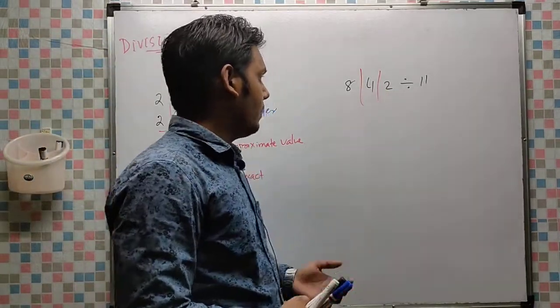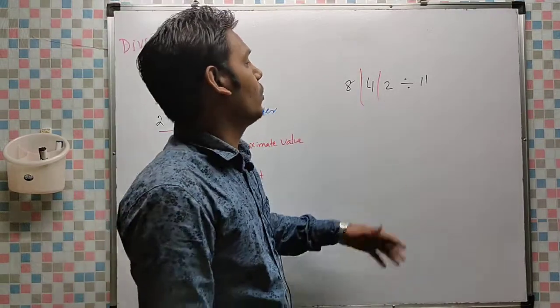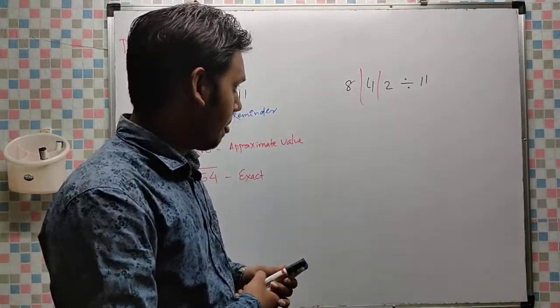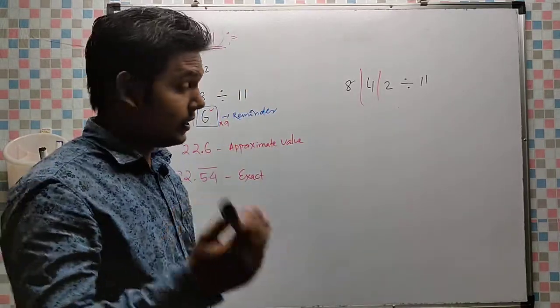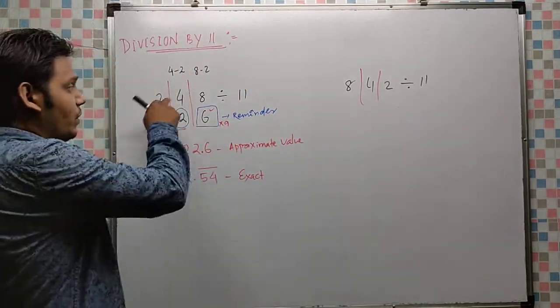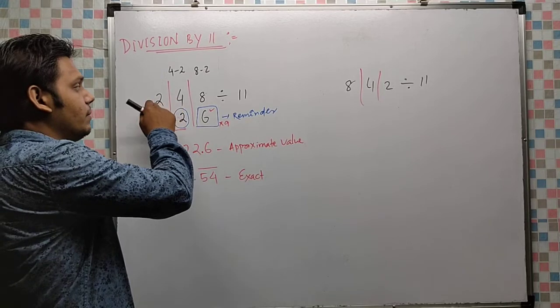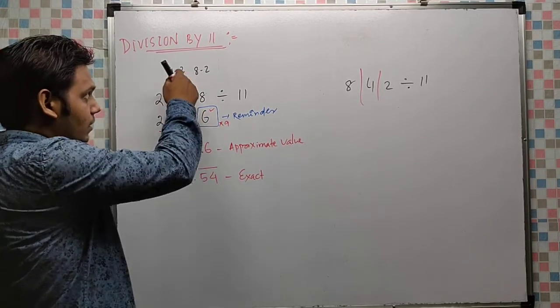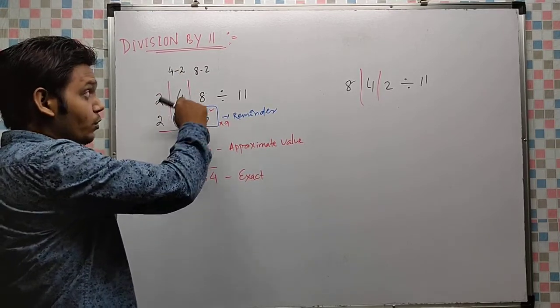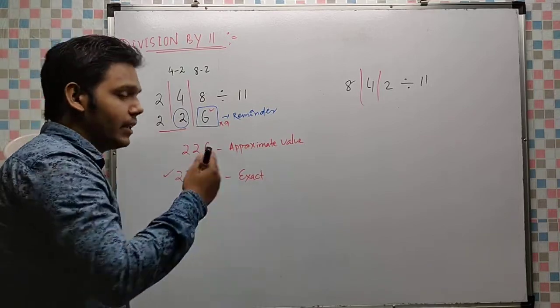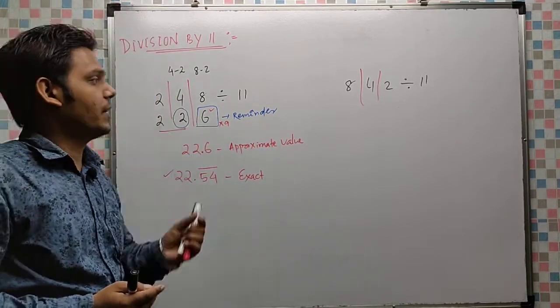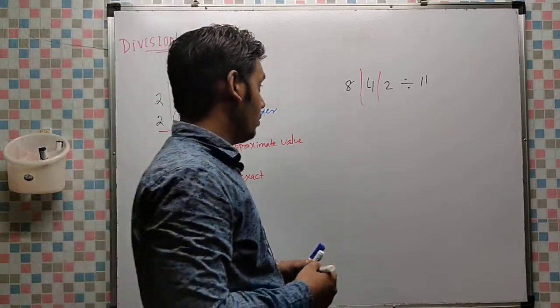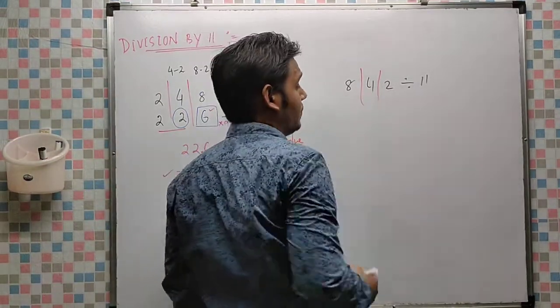Now the second type of number, where the next digits are always less than the previous digit. That means 8, next is 4, 4 is less than 8. In this case, the second digit minus the first digit is done, and the result will be subtracted from the third digit. So what do we do first? Second minus first.